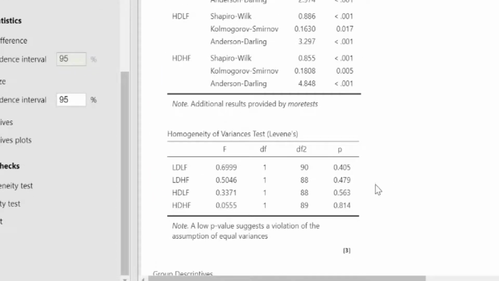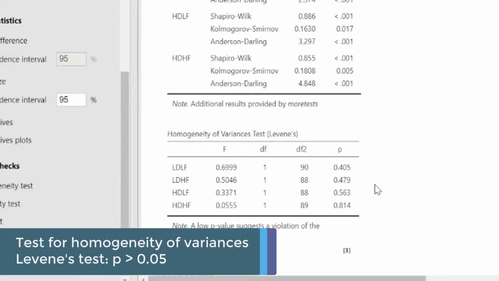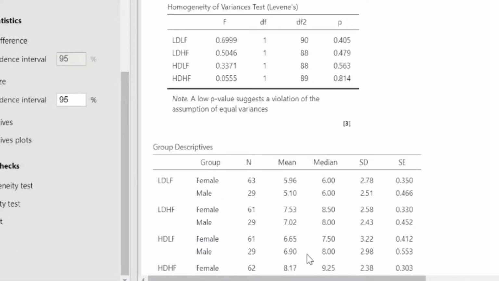And for the homogeneity of variances, we are given the Levene's test. Over here, the p-value should also be more than 0.05. And this is indeed the case, which means that the data all meets the assumption of homogeneity of variances.